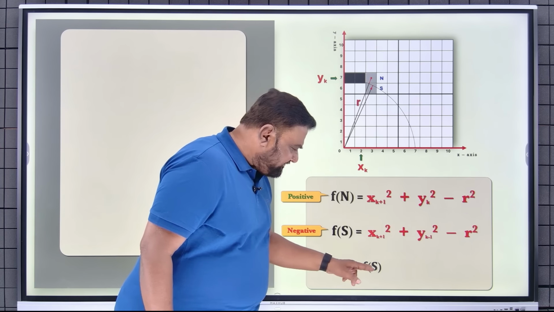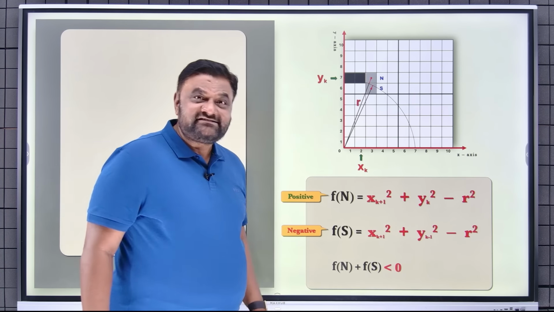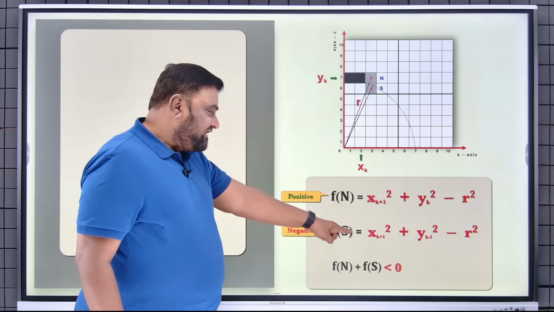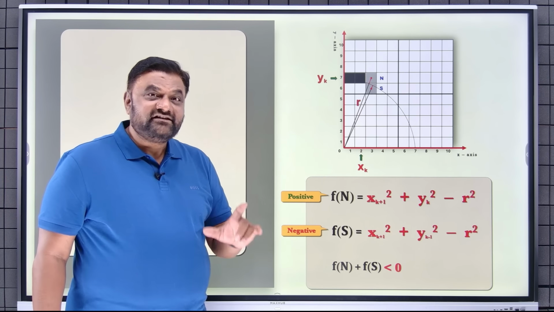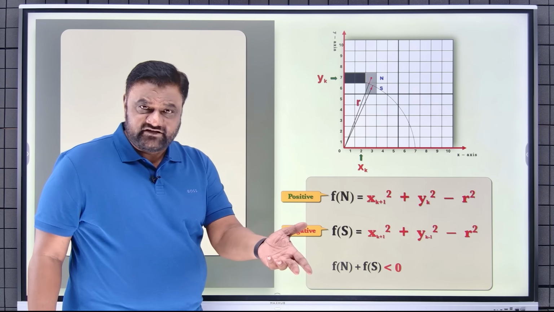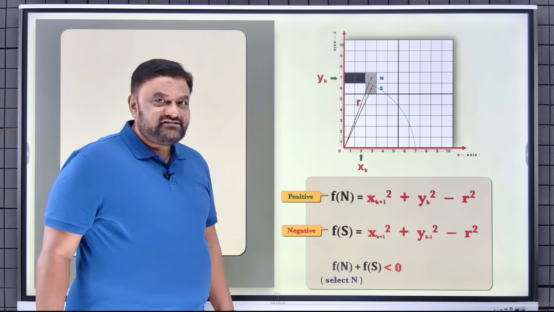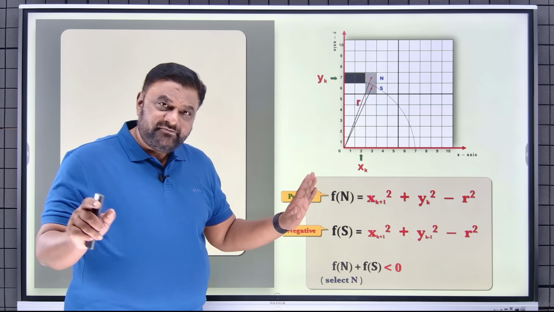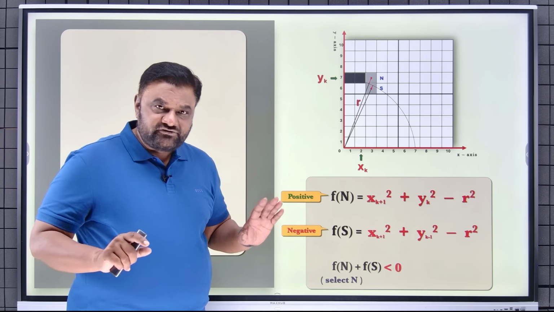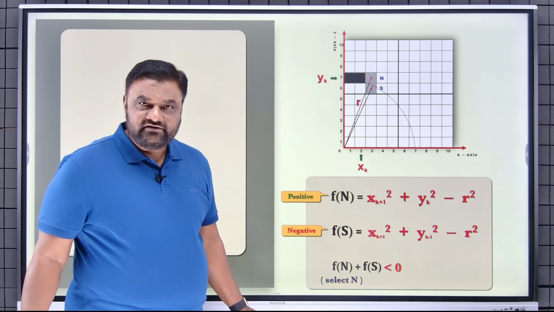So if the result of adding these two is less than 0, it means this southern pixel is greater, meaning it's far away from the circumference. So which pixel should we select? We should select the northern pixel. Means what? Y should remain there only. You should not change Y.